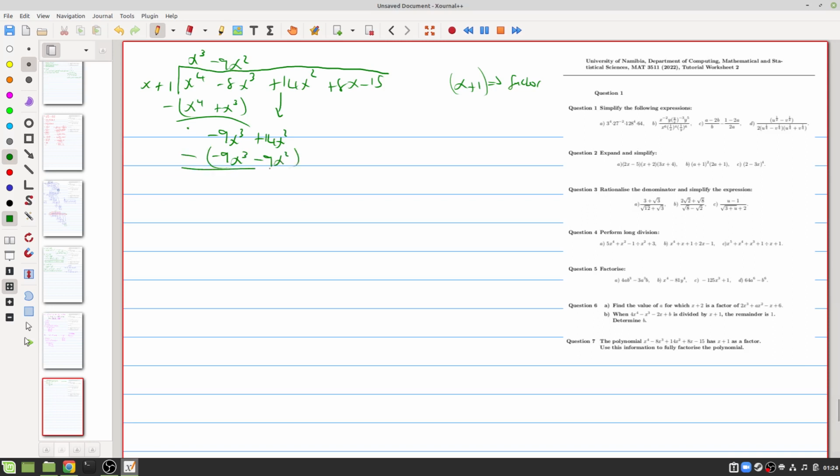Subtract. That's nothing. 14 plus 9 is 23x squared. Bring down the next value, so it's plus 8x. 23x squared divided by x is plus 23x. Multiply that back in, so 23x squared, and then plus 23x.